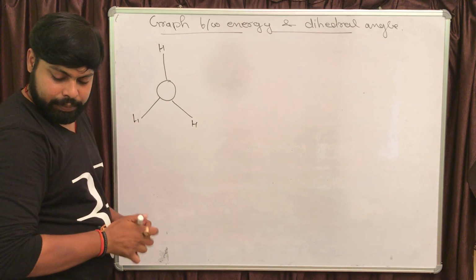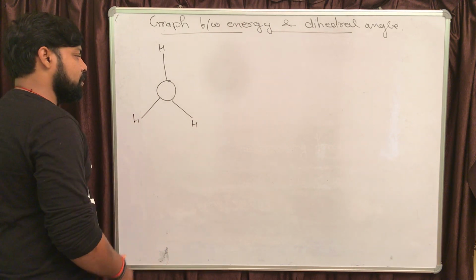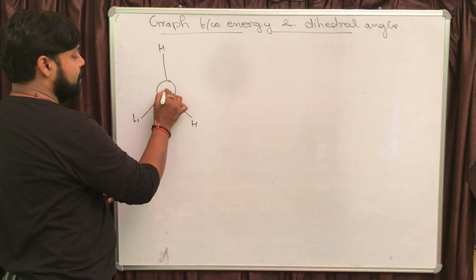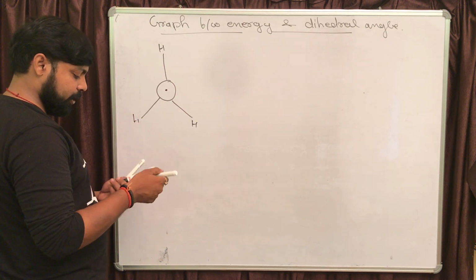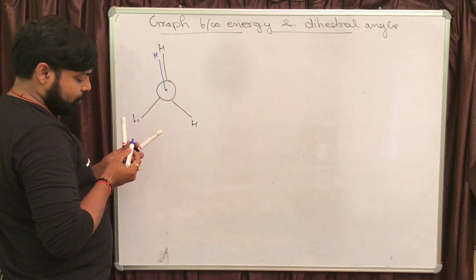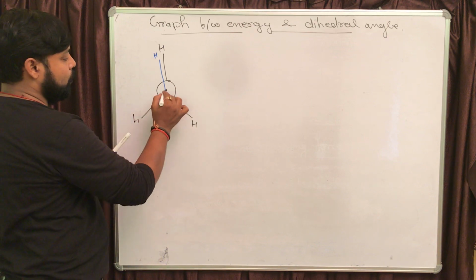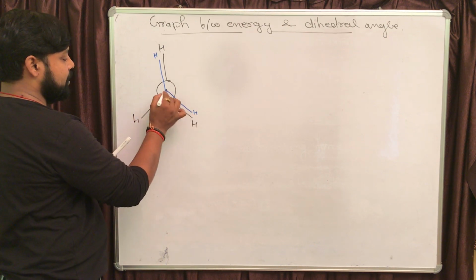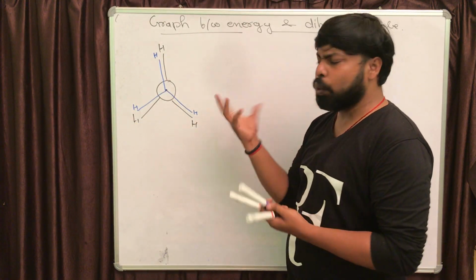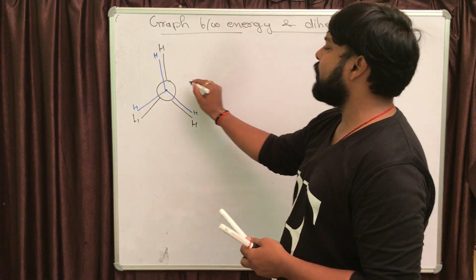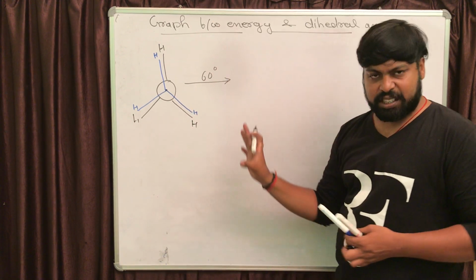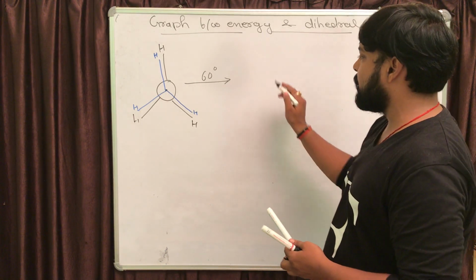This is ethane. This is the front side carbon atom with 3 carbon-hydrogen bonds. The back side carbon atom is also going to have 3 carbon-hydrogen bonds. Let us draw the back side carbon with a blue pen. What we are going to do is hold the front side carbon atom and rotate the back side carbon atom by 60 degrees.